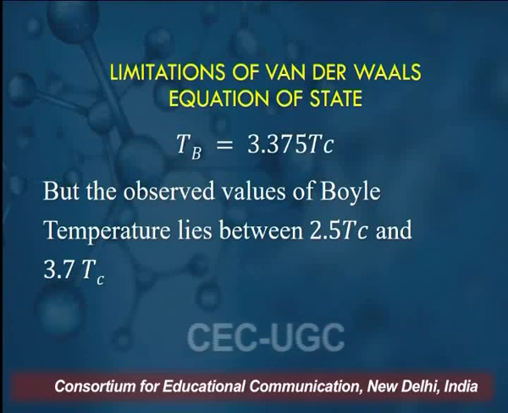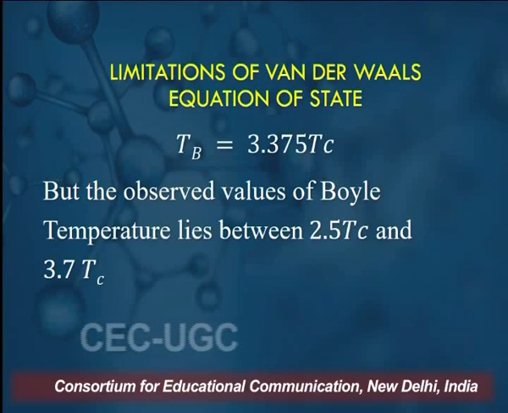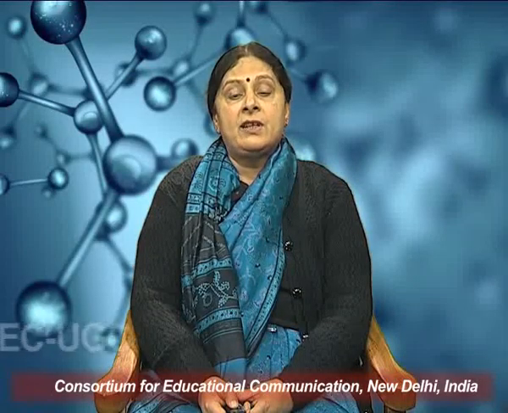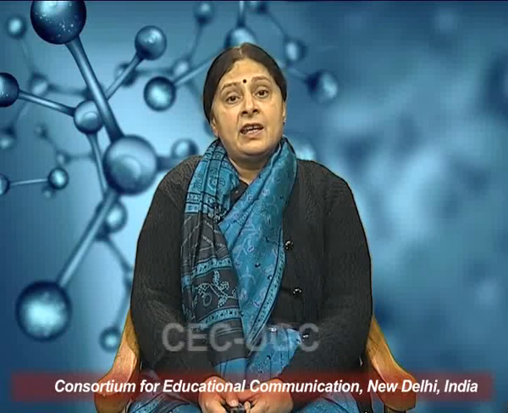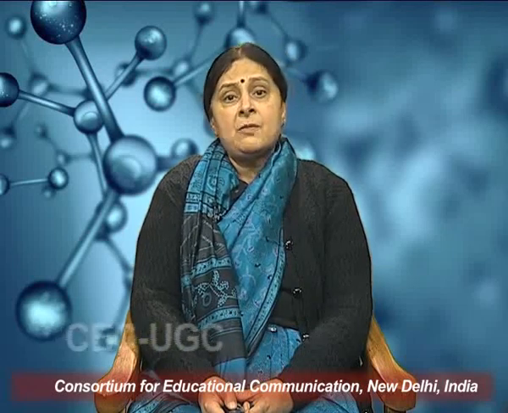Van der Waals equation of state showed that the Boyle's temperature for a van der Waals gas is 3.375 times Tc. But it was observed that the Boyle's temperature lies between 2.5 Tc and 3.7 Tc. This is again at variance with the theoretical value of Tb as calculated from the van der Waals equation of state. So this is again an important limitation of the van der Waals equation of state. Limitation means the theoretical results are not matching the observed results.